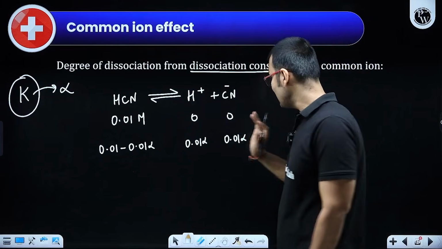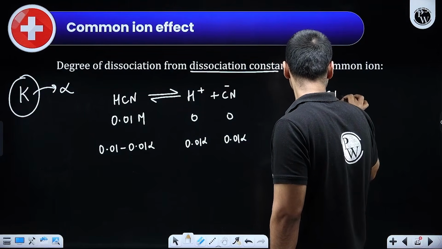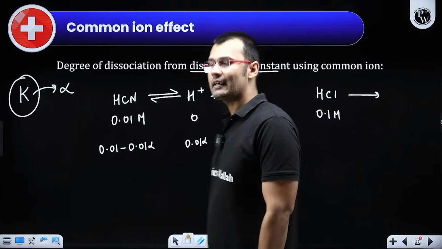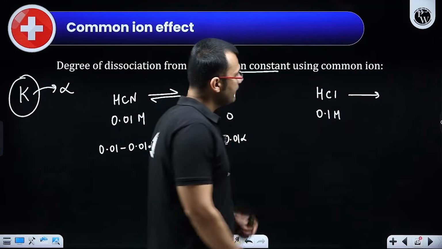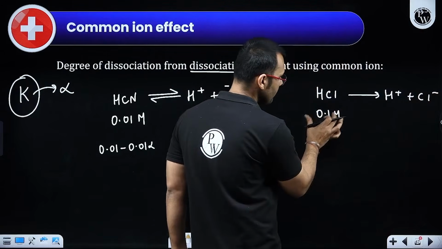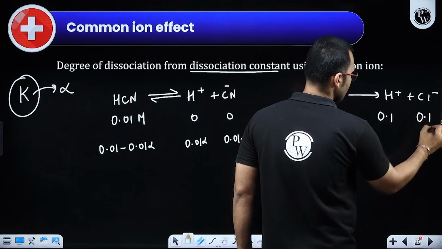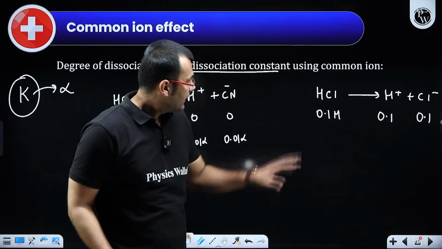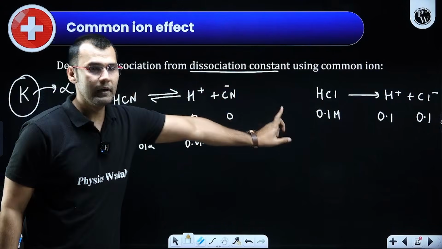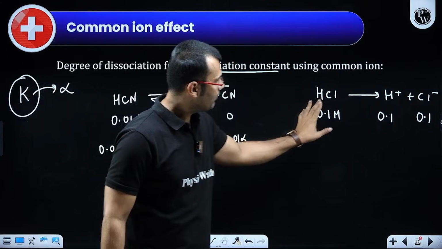Now suppose in the same solution you have added HCl, how much? 0.1 molar. So HCl, which is a strong acid, strong electrolyte, will decompose into H plus and Cl minus, and 0.1 molar part of HCl will give you 0.1 molar part of H plus and 0.1 molar part of Cl minus. Now if these two are present in the same solution, then H plus is the common ion here, because we are getting H plus from HCN also and H plus from HCl also.